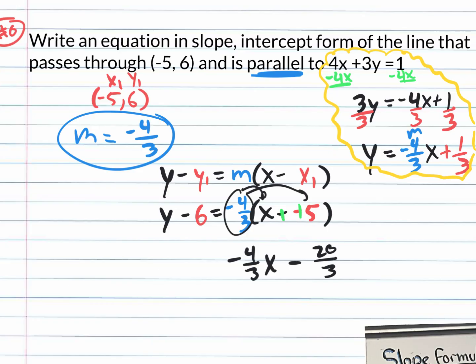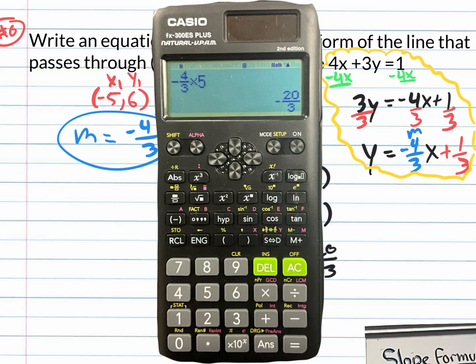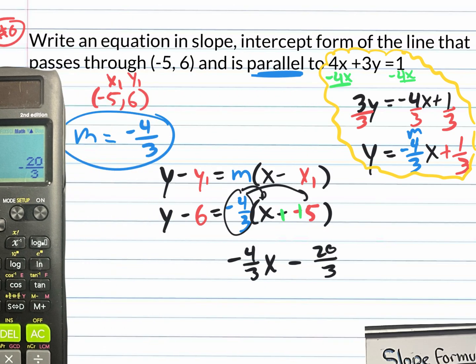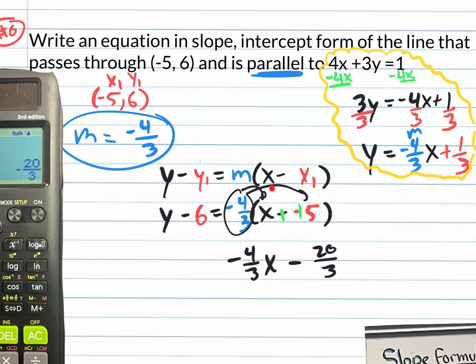Does anybody want to see the calculator, or you guys are good with that? So like I said, don't be scared. You could use the fraction button right here, type in negative 4/3 and then multiply by 5, and you'll get the answer negative 20/3. So we still have the equal sign, still have the y minus 6. Now all we have to do is get y by itself.